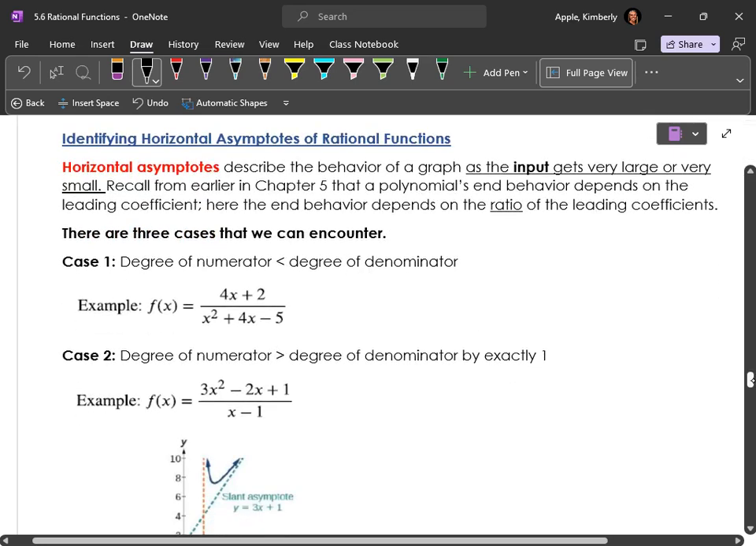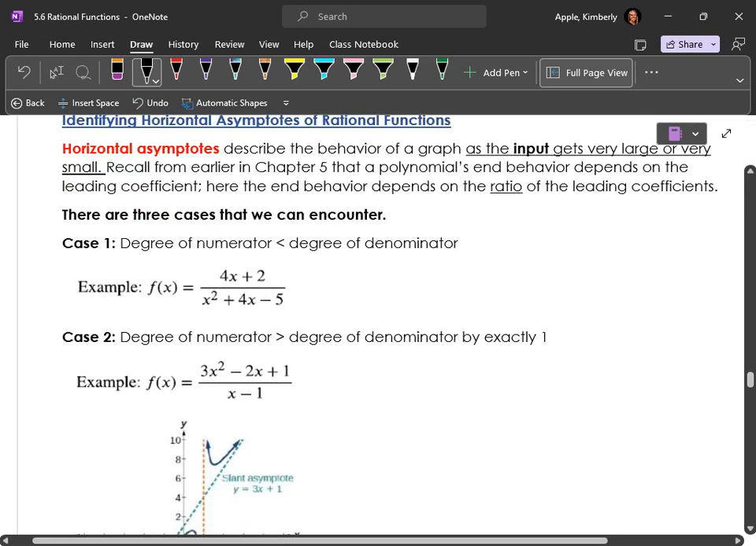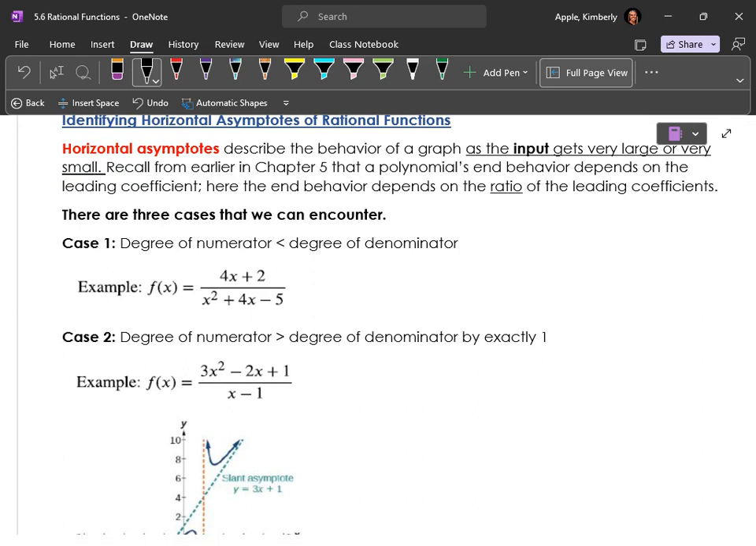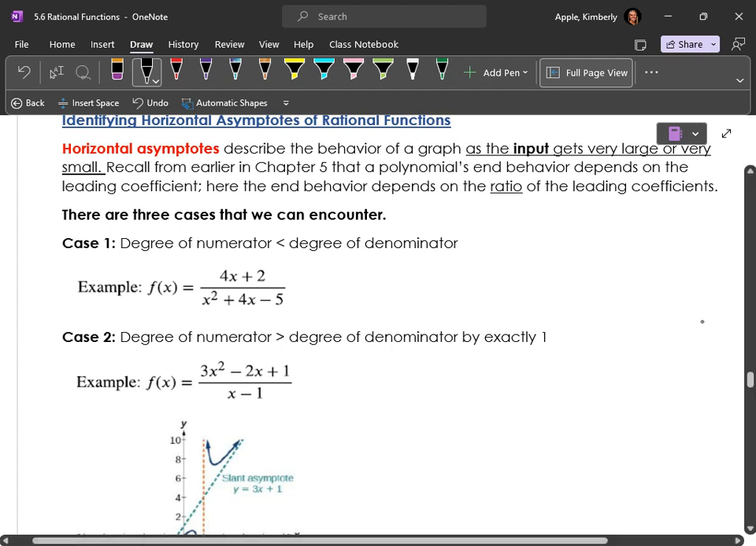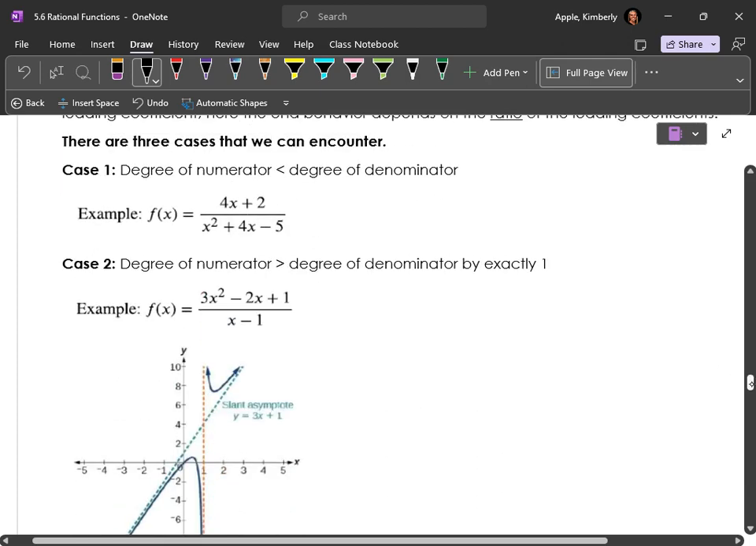From there, we're going to identify horizontal asymptotes of rational functions. Horizontal asymptotes describe the behavior of the graph as the input gets very large, in other words, the end behavior. We learned earlier in chapter 5 that a polynomial's end behavior depends on the leading coefficient. Because here we have a fraction, it's going to be the ratio of the leading coefficients. So there are 3 specific cases that we can encounter.